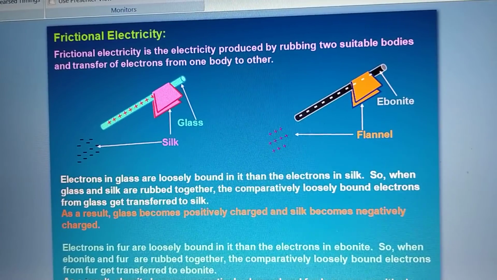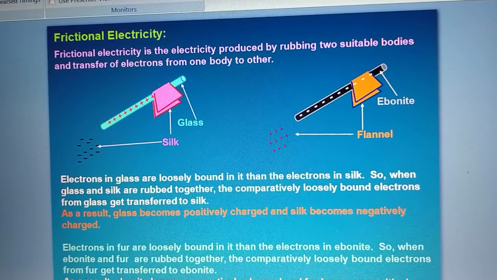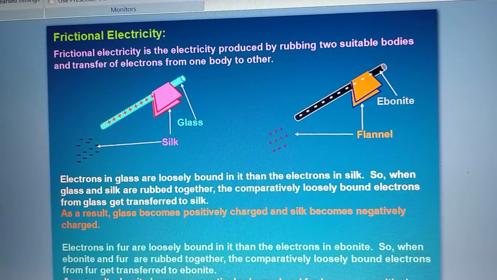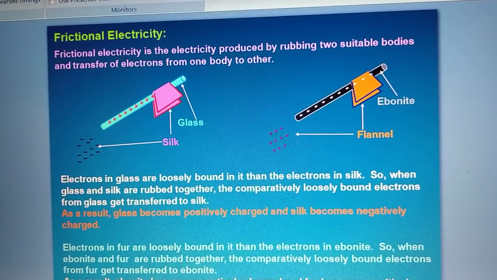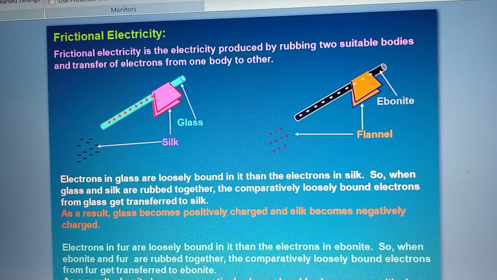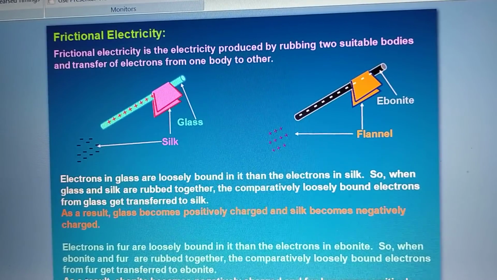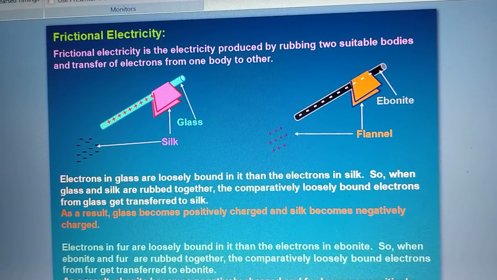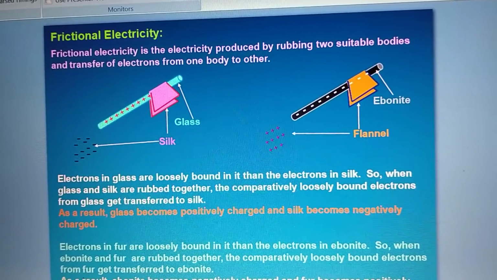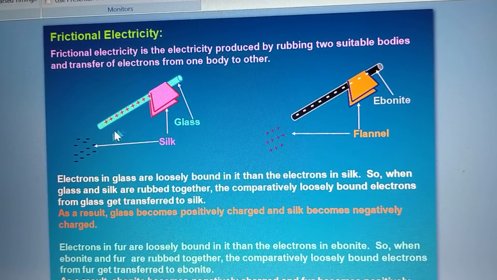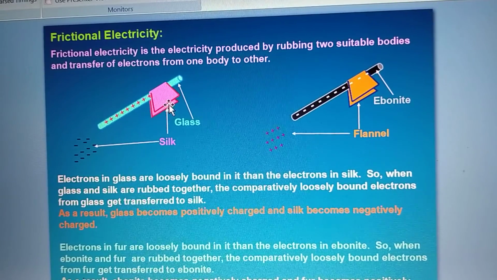Whenever we are rubbing any two objects, then the transfer of electrons takes place from one object to another object. Now the question arises, from which object will the electrons be transferred? It depends on how loosely the electrons are bound. Suppose, as you can see on the screen, we are rubbing a glass rod with silk. Now when we rub the glass rod with the silk, then electrons are transferred from the glass rod to the silk.